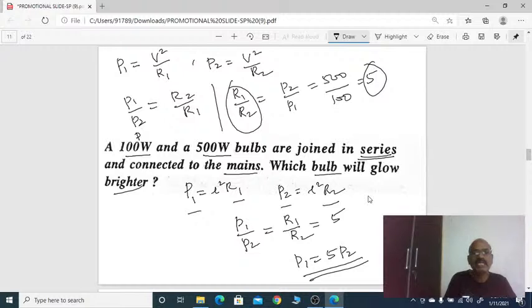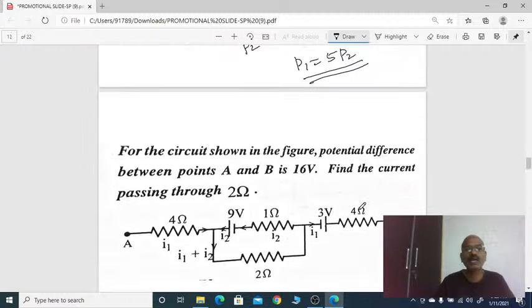So which bulb has less power? The 100 watt bulb dissipates more power, so it will glow brighter. Whenever two bulbs are connected in series, the bulb with the lesser wattage will glow brighter. I told you this at the start. So the 100 watt bulb will glow brighter is the correct answer. Let us go for the next one.